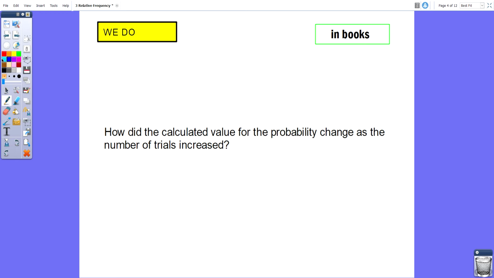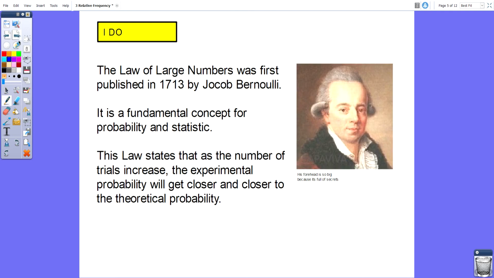Now we saw that it got closer and closer to what you'd expect the probability to be for flipping a coin. And the reason for this, even though it seems quite intuitive to you, is down to a law discovered not that long ago. So the law of large numbers was first published in 1713 by a man named Jacob Bernoulli. So we use it a lot in any kind of probability and statistics. It's the reason why if we do science experiments or any other experiment, we have to repeat it large amounts of times to check how valid, accurate and reliable our data is.